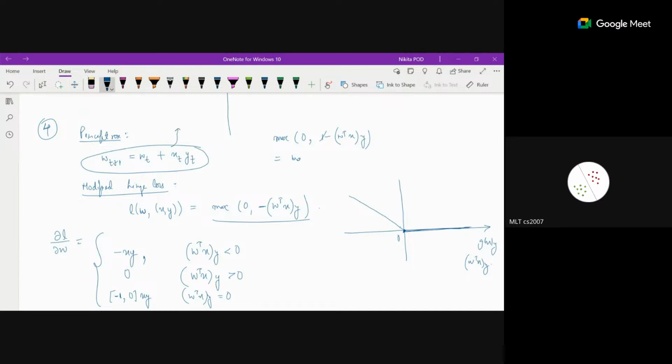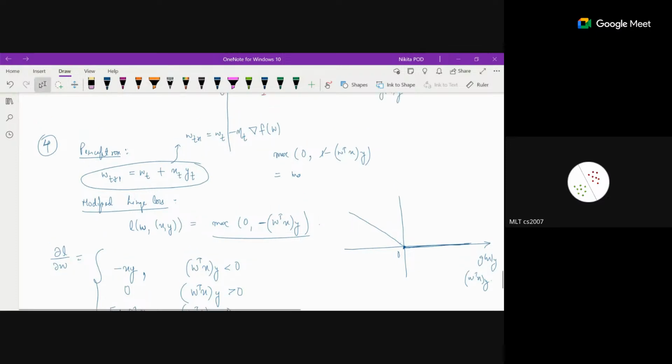And what did the gradient descent update rule look like? It looked like W_{t+1} is equal to W_t minus some step size eta_t times the gradient of your f of w. This is what we had. But now instead of this grad of f(w), what we are seeing here is the grad of this modified hinge loss. So modified hinge loss of W_t, and you are differentiating it with respect to W. This is what we have here.